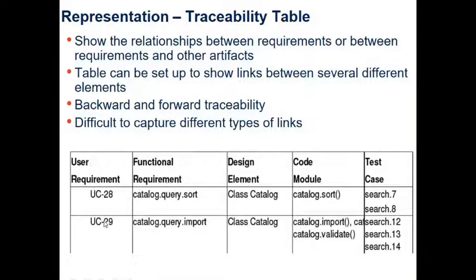So for example, you can see there's a user requirement, and a functional requirement. So user requirement UC28. It's related to what? Which functional requirement? Catalog, query, sort. That's the functional requirement that it is related to. Design element, it is related to the class catalog. Code module is catalog.sort. Test cases for this would be search 7 and search 8. Okay, so this is an example of the entry for user requirement UC28, and here's UC29, which has its own details.